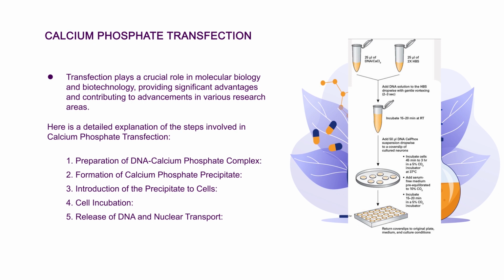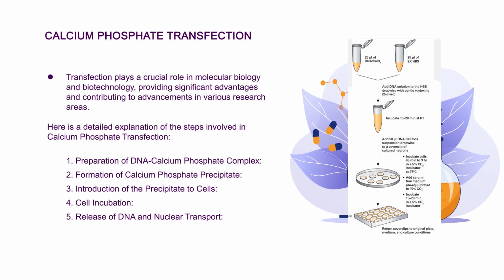Afterward, the precipitate should be introduced inside the cells. The DNA calcium phosphate precipitate is added directly into the cells in culture medium. The concentration of DNA in the transfection mixture should be optimized for each specific cell type and application, as too much DNA can be toxic and reduce transfection efficiency.